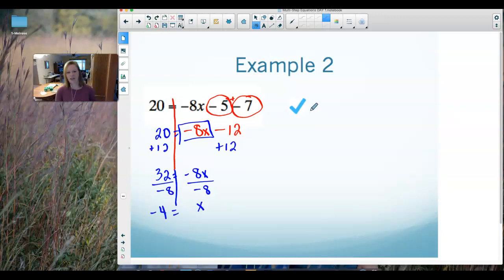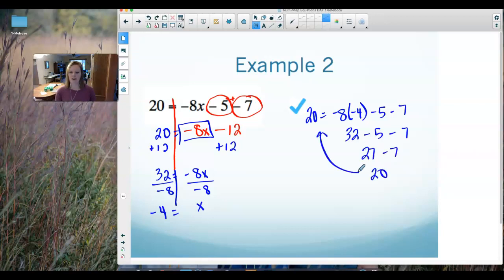Okay, I'm going to go through the check. Again, you don't have to do the check on your homework. I'm not going to require that, but I do want you to know that it's available and you can see if your answers work. So negative 8 times negative 4 is 32, minus 5, minus 7. 32 minus 5 would be 27. Minus 7 is 20. So our answer works.